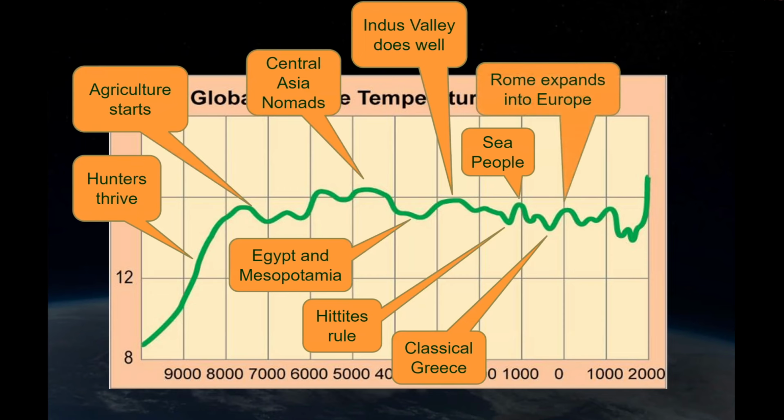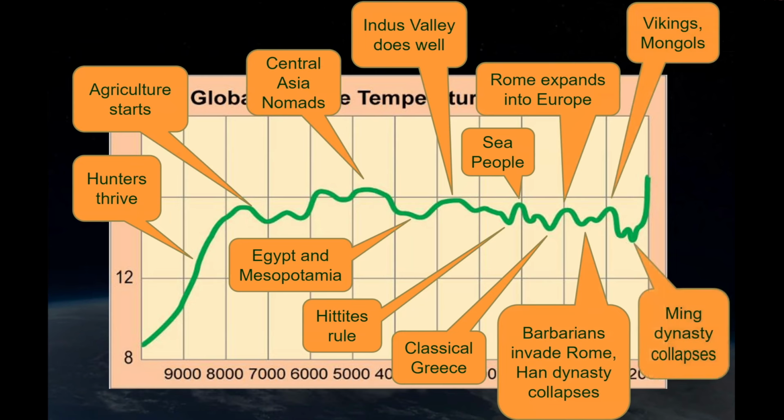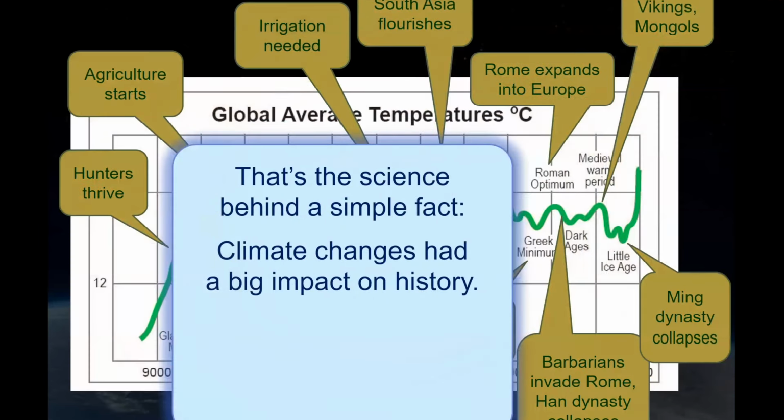Rome expanded north into Europe when Europe got warmer, and the barbarians invaded Rome when Europe got colder, and they started to starve up that way. The Vikings and the Mongols did pretty well when things were warmer in theirs. The Ming Dynasty collapsed during an exceptionally cold time. In other words, there's a long string of events that are directly related to the north-south movement of these deserts. That's the science behind a very simple fact. Climate changes had a lot of impact on history.